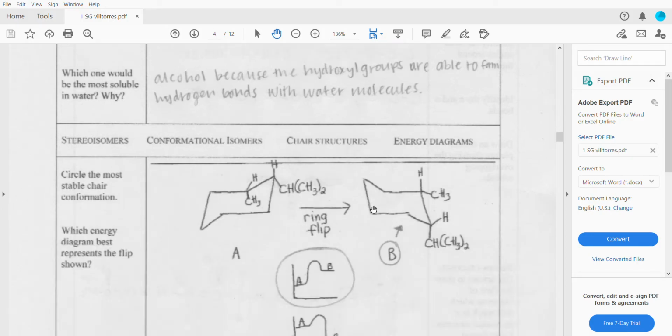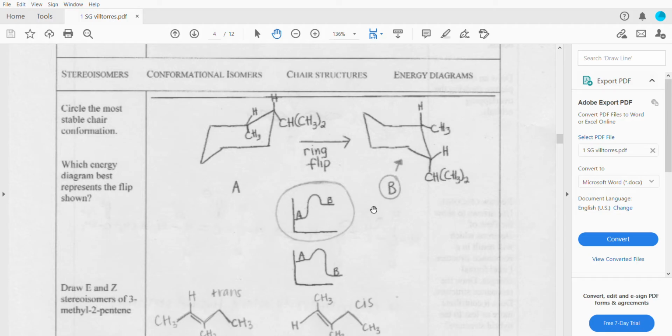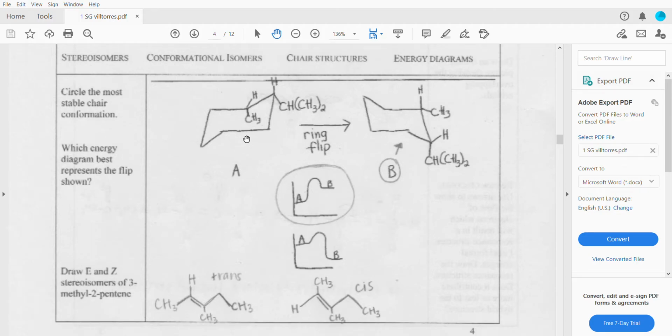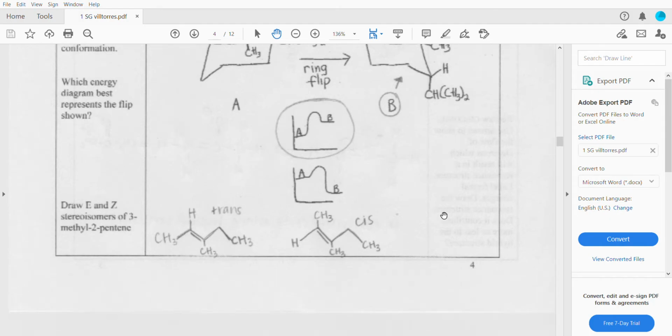So now here, of these structures, which one is more stable? This one is not stable, because the groups are on the same side, but this one is on the opposite side. So B is stable, and out of these, this is the best energy diagram. And then the trans and cis structures of the stereoisomer, when you draw that, this is a trans and this is a cis structure. Okay.